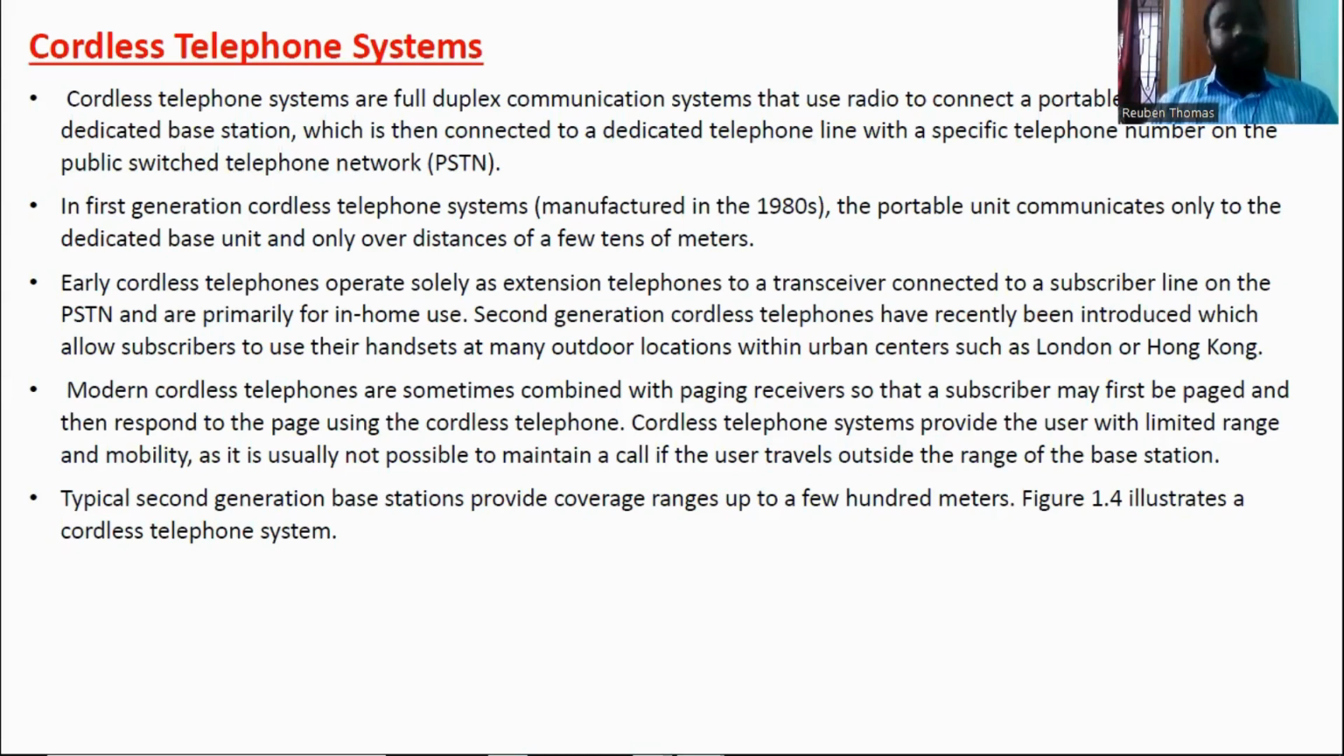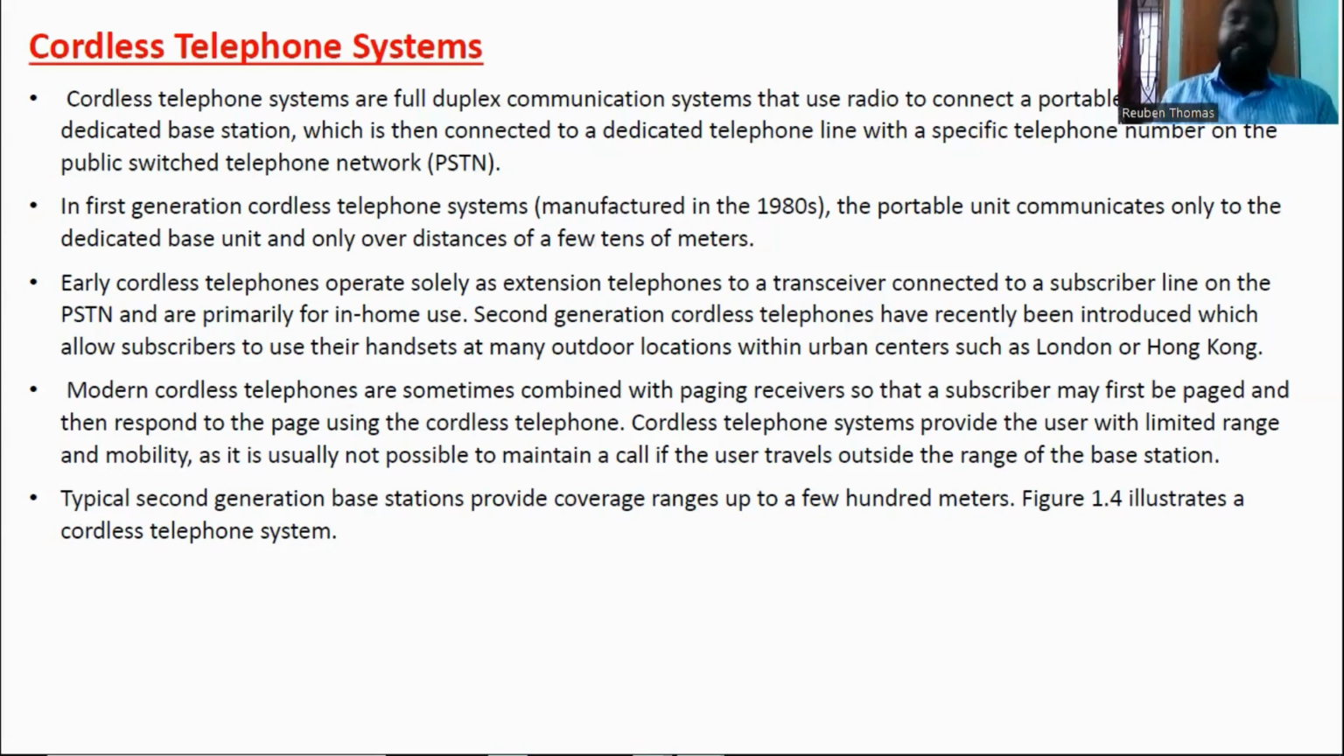In the first generation of cordless telephone systems, manufactured in the 1980s, the portable unit communicated only to the dedicated base unit and only over a distance of a few tens of meters. Earlier cordless telephones operated solely as extension telephones to a transceiver connected to a subscriber line on the public switched telephone network and were primarily for in-home use.